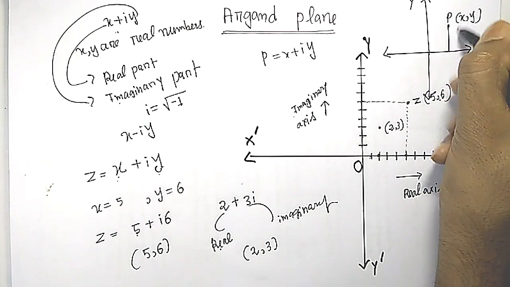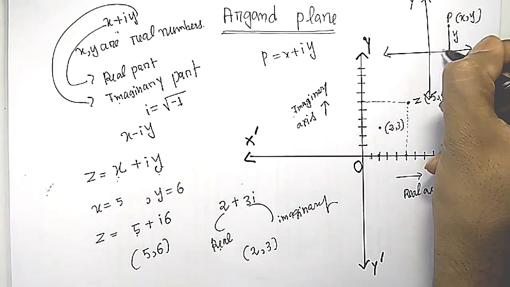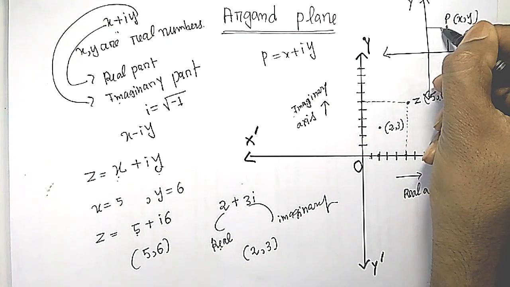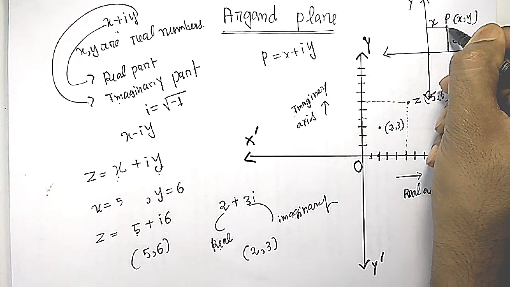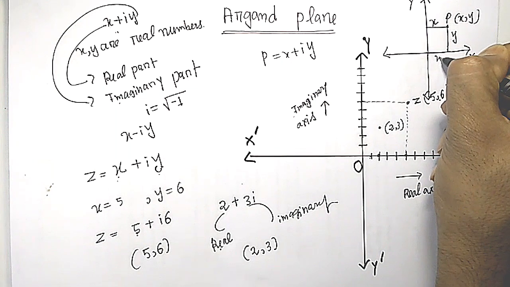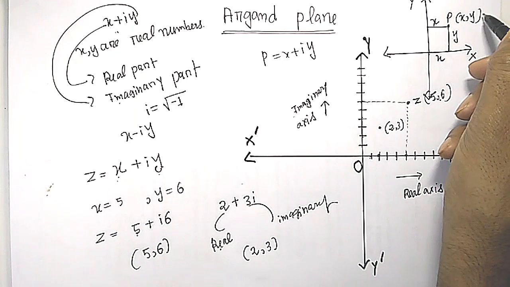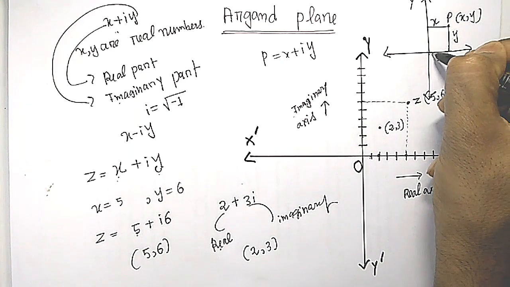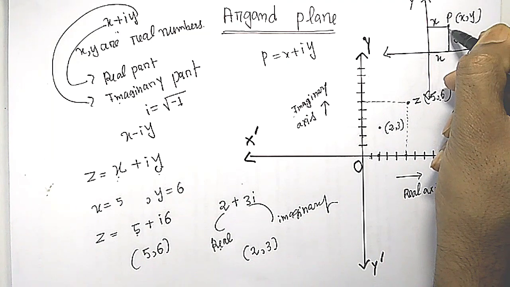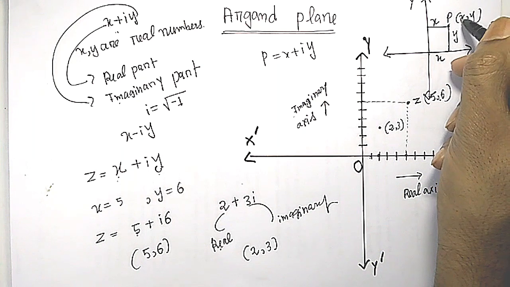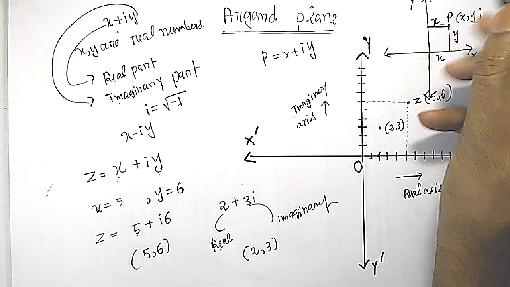That means this perpendicular distance should be x, this perpendicular distance should be y. In P(x, y), y means the perpendicular distance from the x-axis, and x means the perpendicular distance from the y-axis.